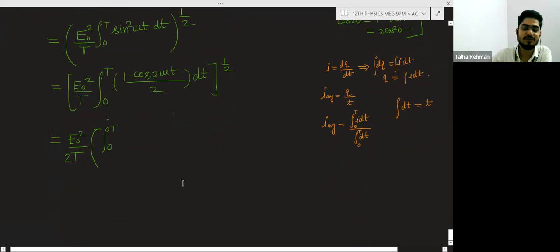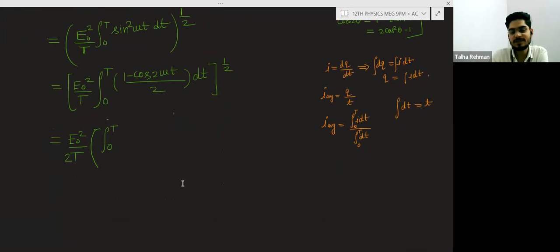So when we do the integration, the sign of the integration will be removed and we will apply the limits. Now see, this dt will be here, and minus integration from 0 to T of cos 2 omega t. So you can now close it, and this whole thing has the power 1 by 2.